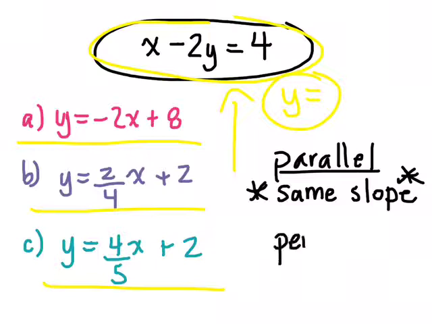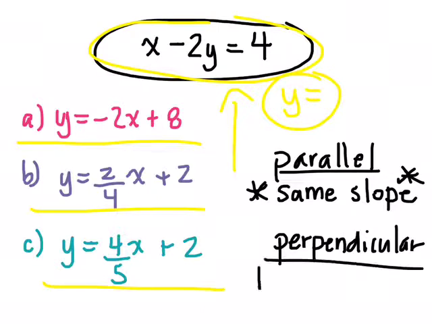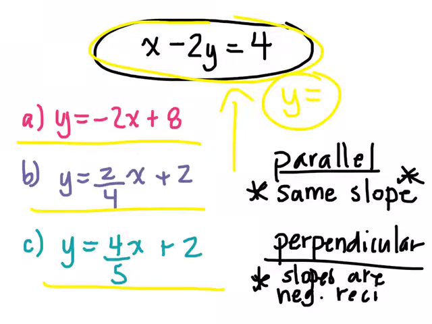And how do we know if they're perpendicular? What tells us if it's perpendicular? Yep. If the slopes are negative, good. If the slopes are, I'm just going to put short form, negative reciprocals.